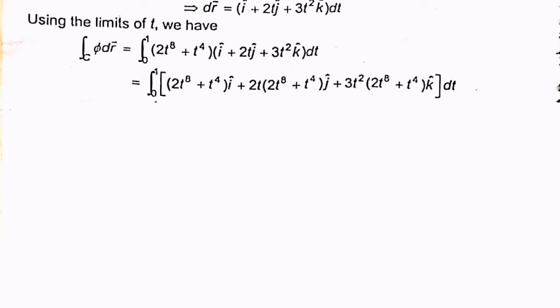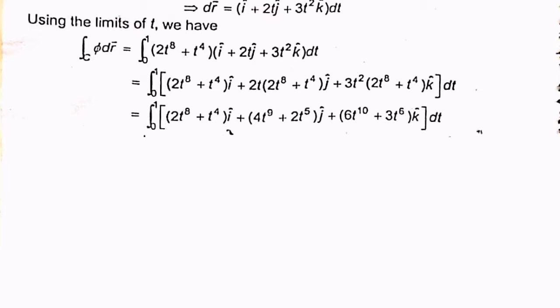Putting the limits, the value of phi and dr in the integral formula, we have the integral over C of phi dr, which is equal to the integral from 0 to 1 of (2t to the 8 plus t to the 4) into (i plus 2t j plus 3t squared k) dt. After multiplication, we have (2t to the 8 plus t to the 4) i plus 2t into (2t to the 8 plus t to the 4) j plus 3t squared into (2t to the 8 plus t to the 4) k, into dt. After some multiplication, we have (2t to the 8 plus t to the 4) i plus (4t to the 9 plus 2t to the 5) j plus (6t to the 10 plus 3t to the 6) k into dt.